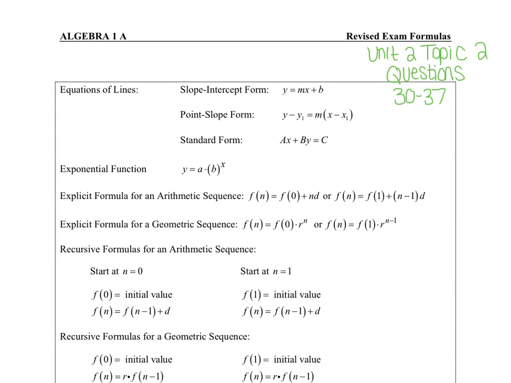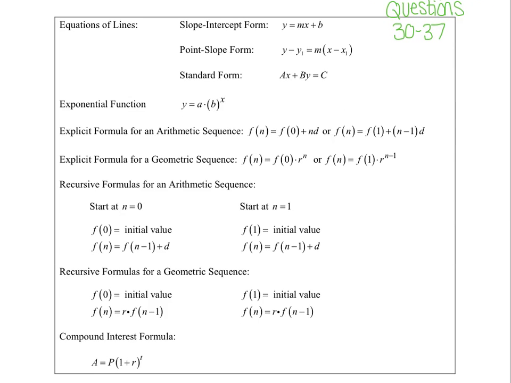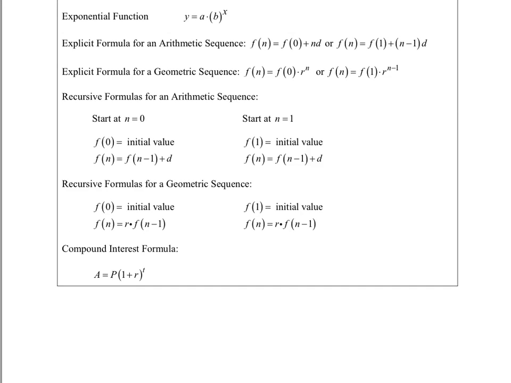This is the Algebra Semester Exam Review for Unit 2, Topic 2, which is questions 30 through 37. On the semester exam, you're going to be given a formula sheet, so I want to remind you that you have this as a tool, especially in this topic, where we really focus on the recursive and explicit formulas for arithmetic and geometric sequences, so you might need to know this.